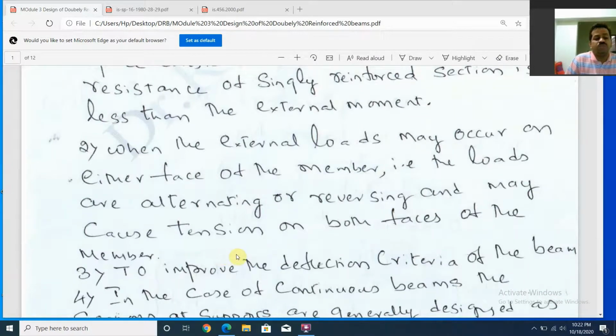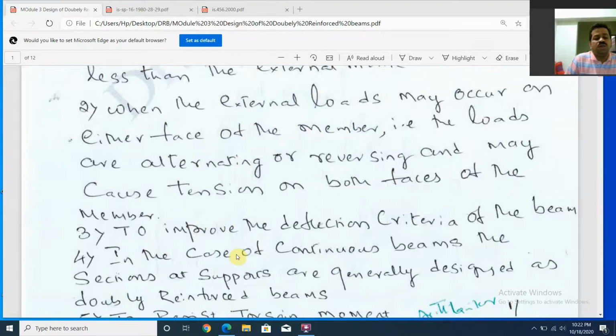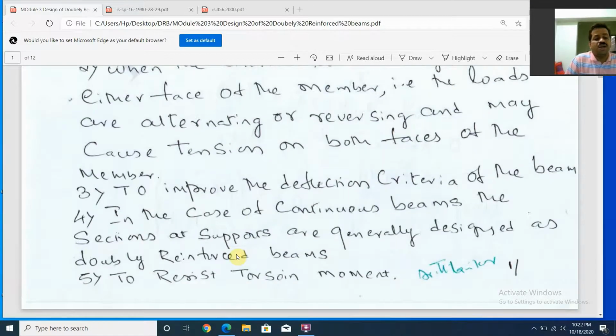So we can add this third point. In a similar way, in the case of a continuous beam, the sections at supports are generally designed as doubly reinforced sections, because at the supports you have a negative bending moment arising, and in the midspan you have a sagging bending moment. So we provide reinforcement to resist the sagging bending moment as well as the hogging bending moment. In a similar way, you may have beams which are subject to torsion moment, so we provide reinforcement in compression as well as tension.